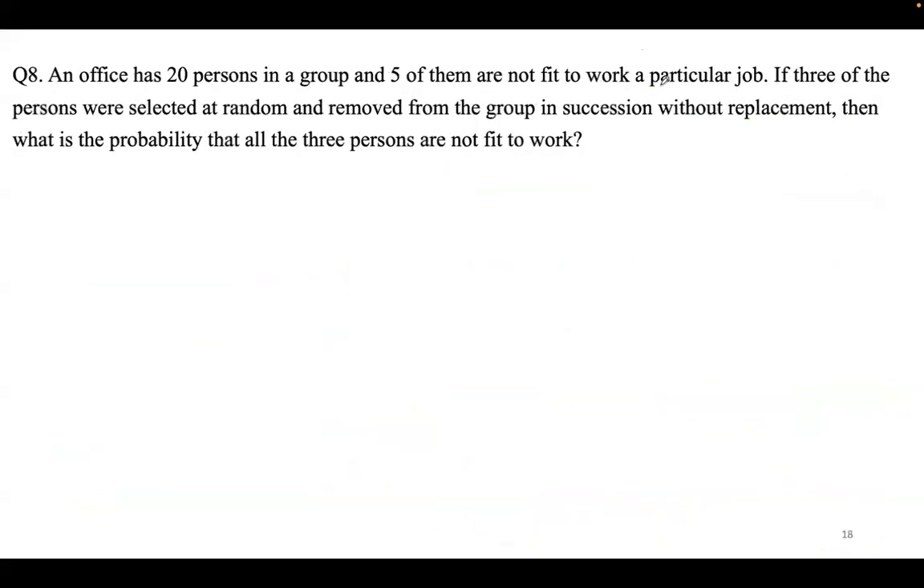Alrighty. Last question. An office has 20 persons in a group, and 5 of them are not fit to work for a particular job. If 3 of the people are selected at random and removed from the group in succession without replacement, what is the probability that all the 3 are not fit to work?